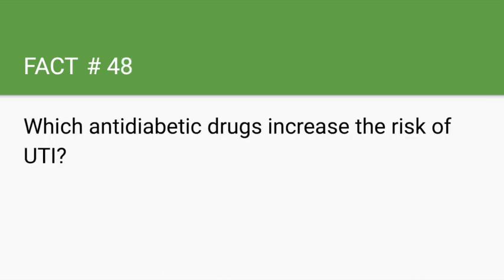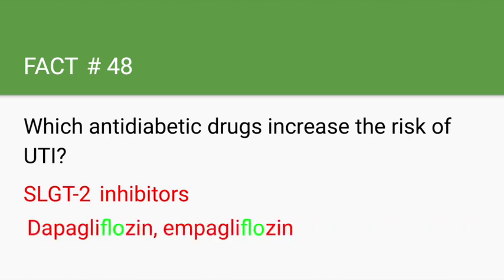What antidiabetic drugs increase the risk of UTIs? SGLT2 inhibitors. And if you look at these drugs on the screen, you can see that most of these drugs, if not all, have flo in it. So how I remember that these drugs cause UTI is like the flow of urine, and then the UTI would be caused by the flozins.